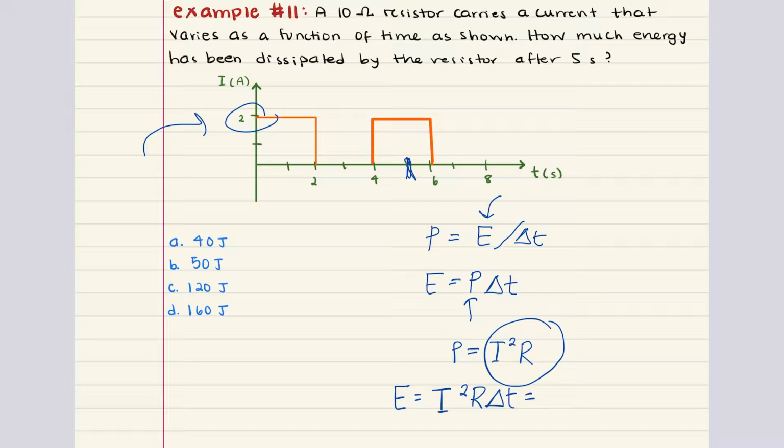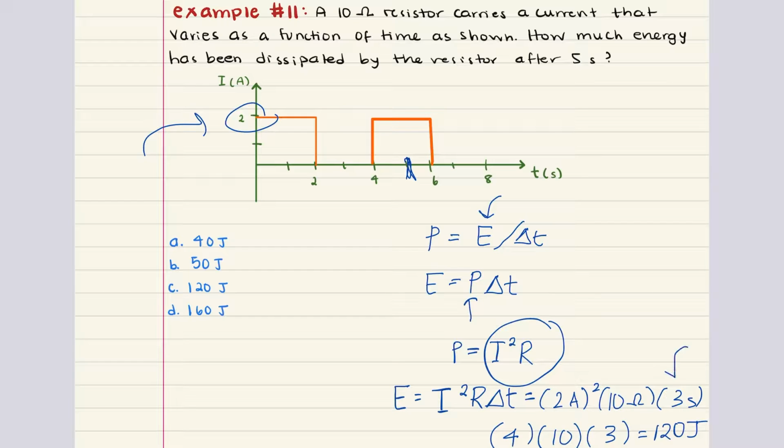For current, we have 2 amperes, and this is squared. For resistance, we have 10 ohms, and for time, we have 3 seconds. 2 squared is equal to 4. This is multiplied by 10, that gives us 40, and then 40 is multiplied by 3, and that is equal to 120. So the energy that's been dissipated by the resistor after 5 seconds, that's equal to 120 joules.